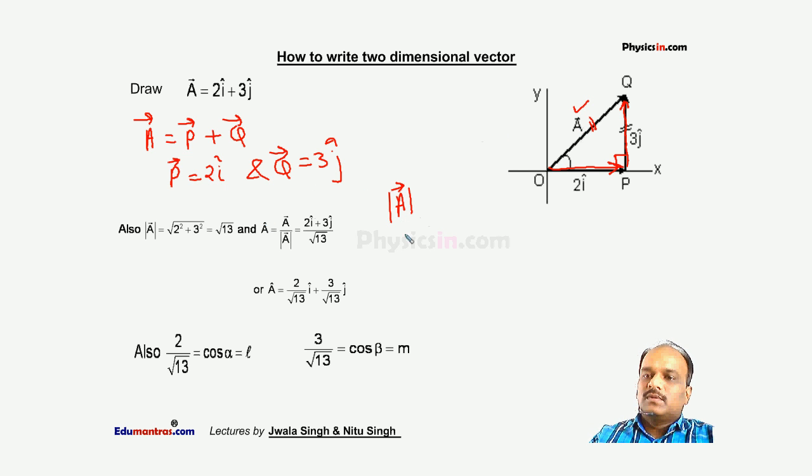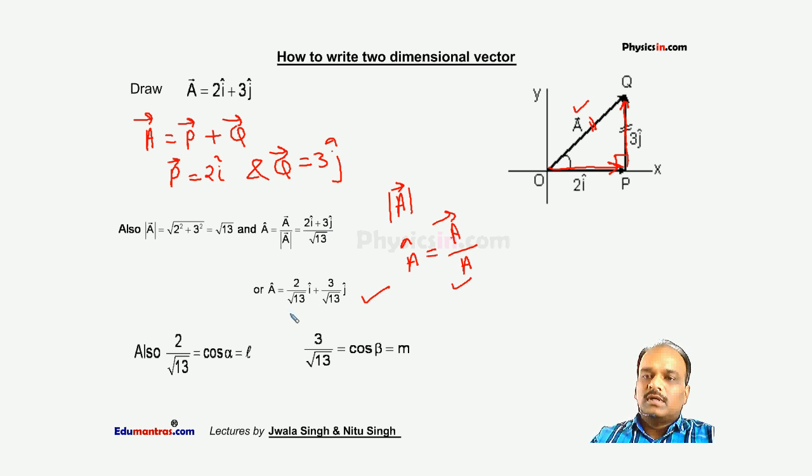A cap, as we know, A cap is vector A divided by mod A. This is called the unit vector of vector A. Now we know vector A is 2 i cap plus 3 j cap and mod of vector A is root 13. So A cap is 2 by root 13 i cap plus 3 by root 13 j cap.